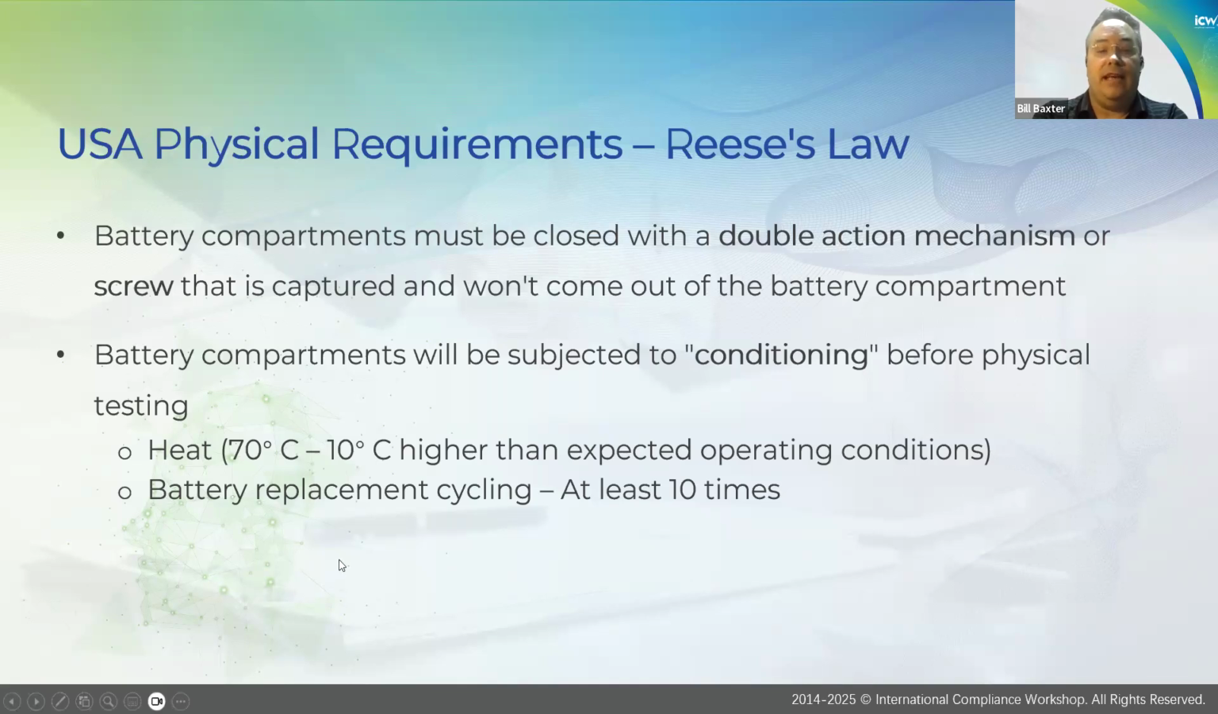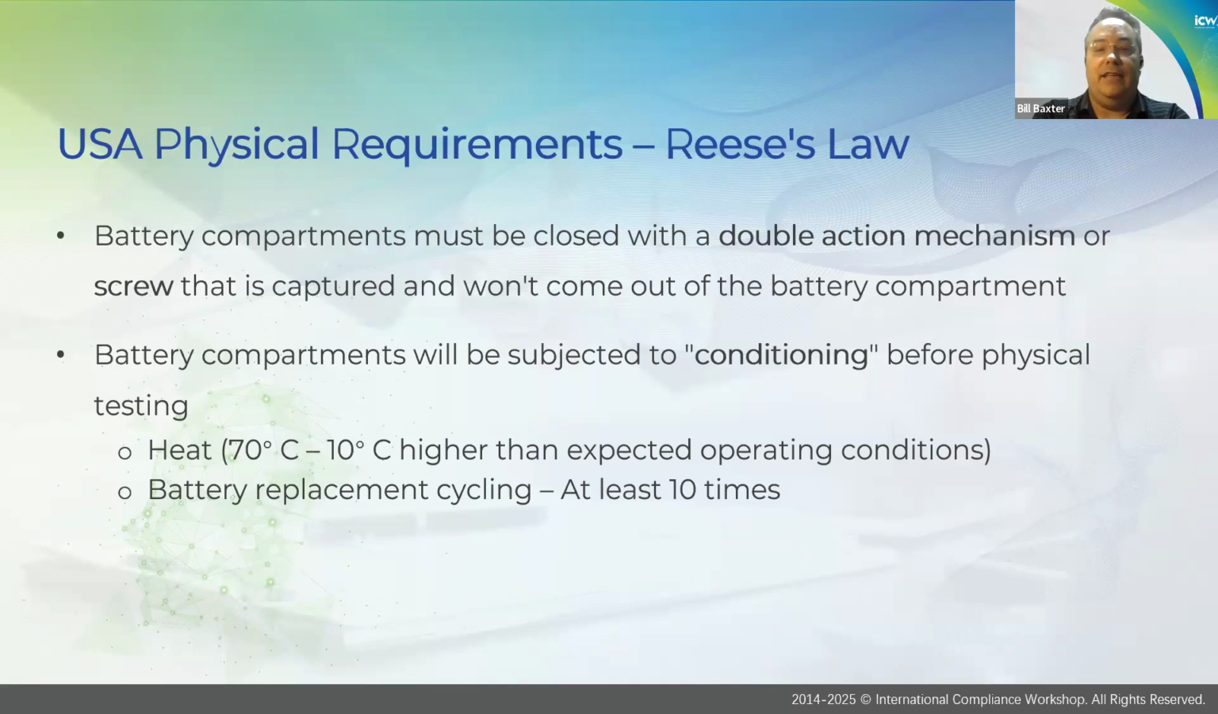And then before the testing occurs, you need to be aware that they're going to condition the battery compartment by first heating it either to 70 degrees Celsius or 10 degrees higher than whatever the expected heat is. So if it's already in a high temperature situation, they're going to make it a little bit higher. And then they do battery replacement cycling where they have to put the battery in and take it out at least 10 times.